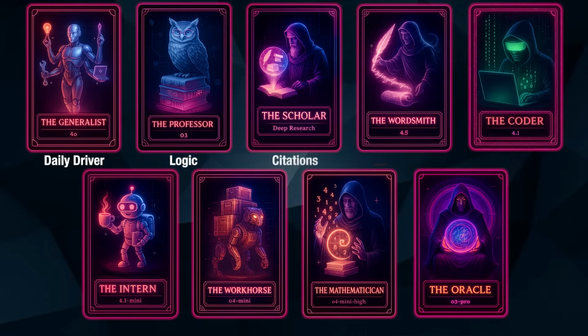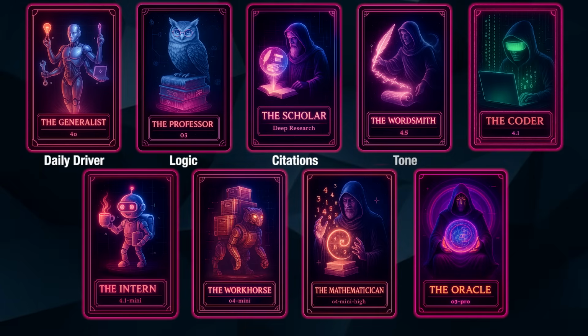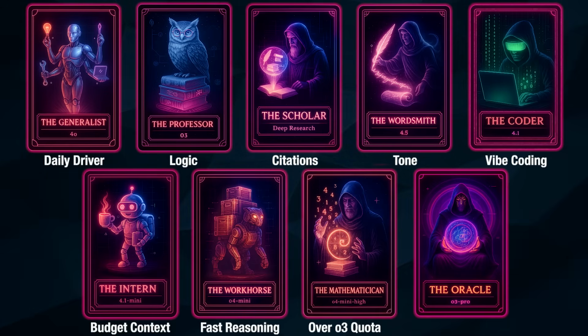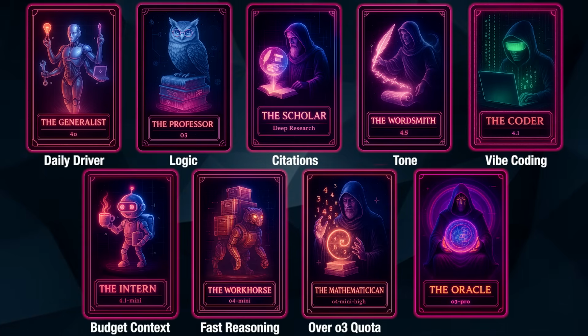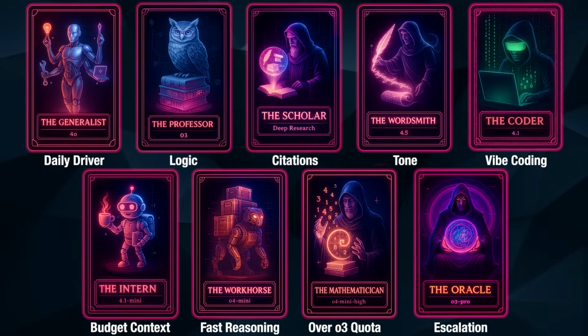Use the Scholar when you need citations. Use the Wordsmith for tone. Use the Specialists like 4.1 and the O4 series when speed, cost, or context become a problem. And when all else fails, consult the Oracle. Treat the model dropdown like a toolbox, not a default. And especially if you're building agents or longer workflows, real optimization comes from mixing models strategically across tasks, tools, and tokens.